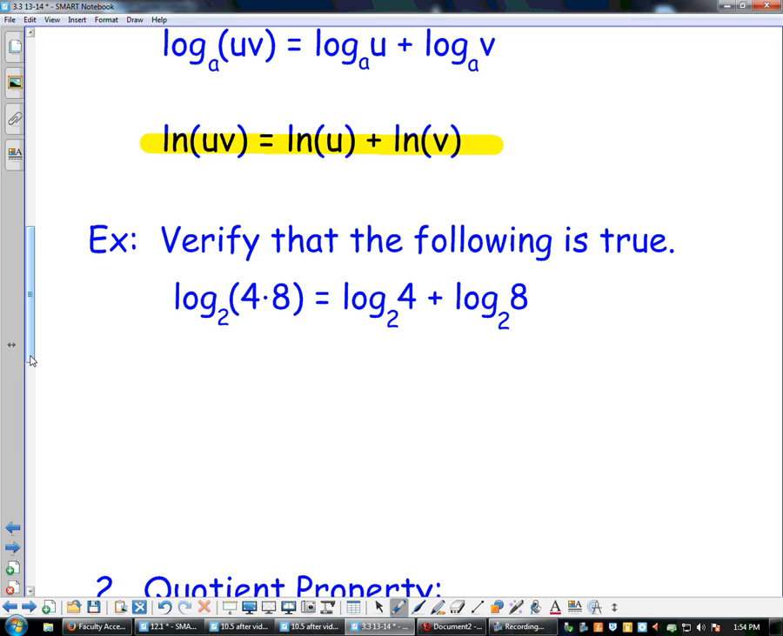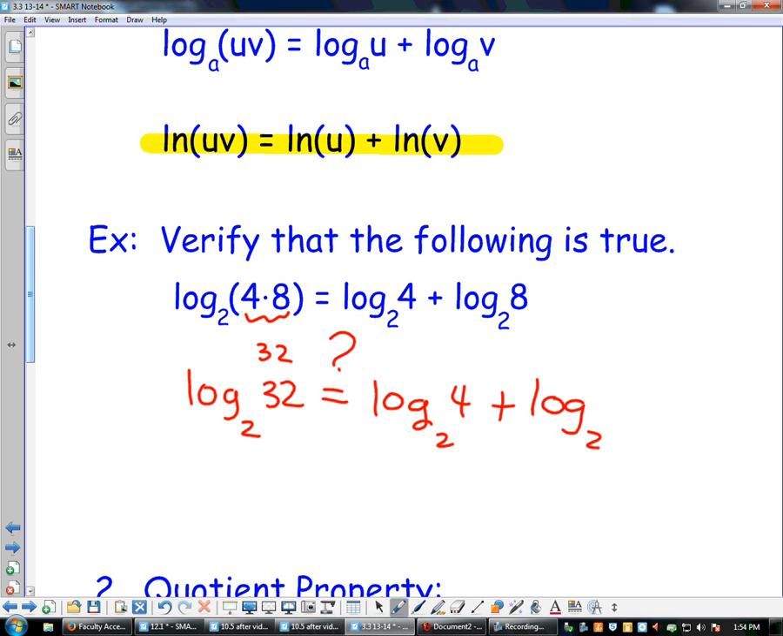And we want to see, is the log to the base 2 of 4 times 8 really equal to the log to the base 2 of 4 plus log to the base 2 of 8? Let's test it. Well, I know 4 times 8 is 32. So I get log to the base 2 of 32. And I want to know, is that equal to log to the base 2 of 4 plus log to the base 2 of 8? Well, I know that log to the base 2 of 32 is equal to 5. This whole thing is equal to 5 because 2 raised to what power gives me 32? 2 to the 5th gives me 32.